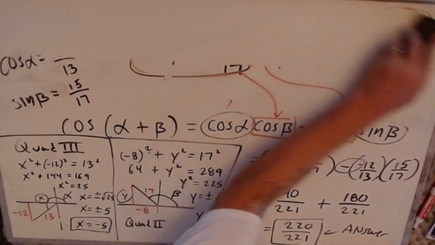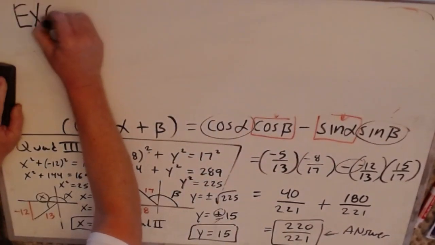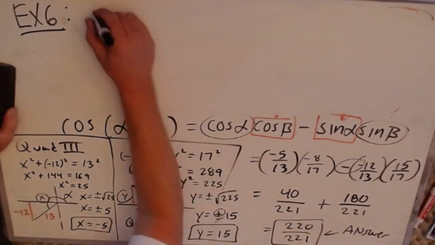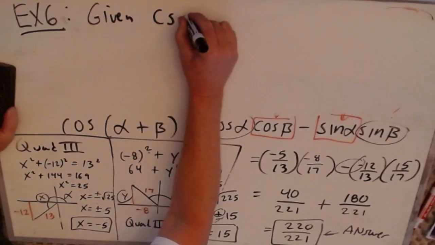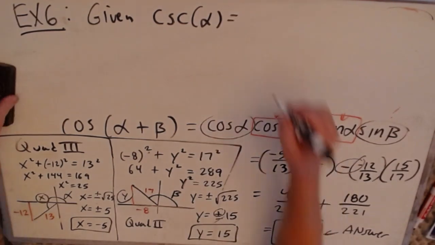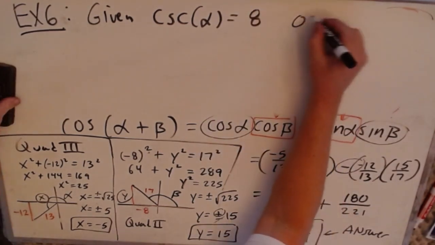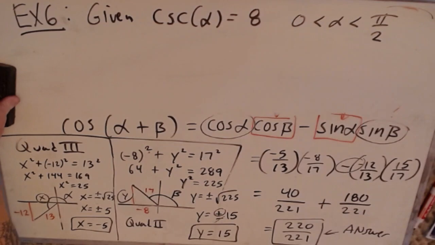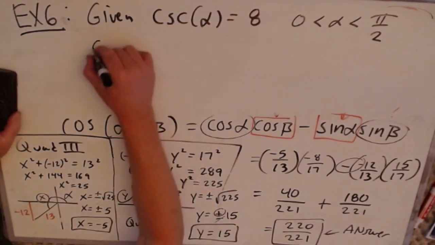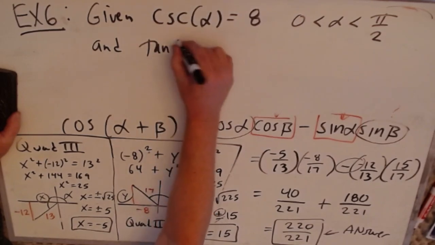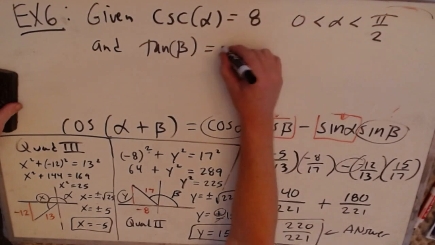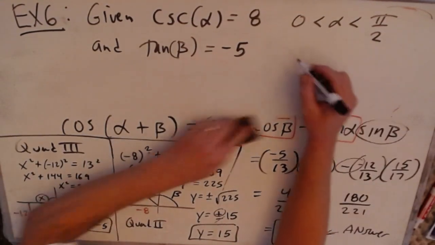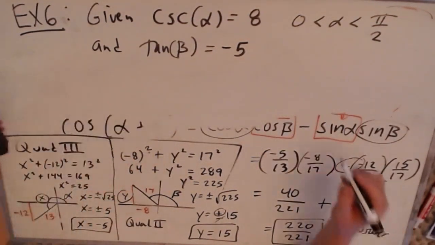Example 6. This one's a little tricky because we're given some strange values. So we're given cosecant of alpha is 8. Alpha is an acute angle, so it's less than pi over 2, greater than 0. And then we're given tangent of beta is -5. And beta is in quadrant 4.